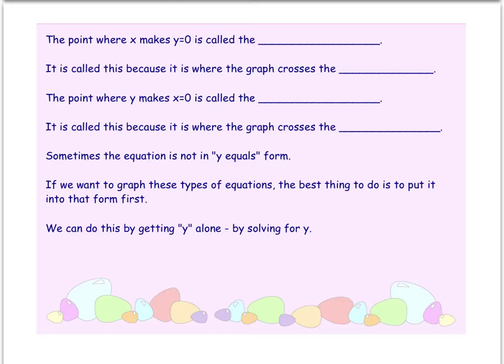So let's introduce some terms. The point where x makes y equal to 0 is going to be called the x-intercept. This is called this because this is the point where the graph crosses the x-axis. Very important terms here, so make sure you put these in your notes.